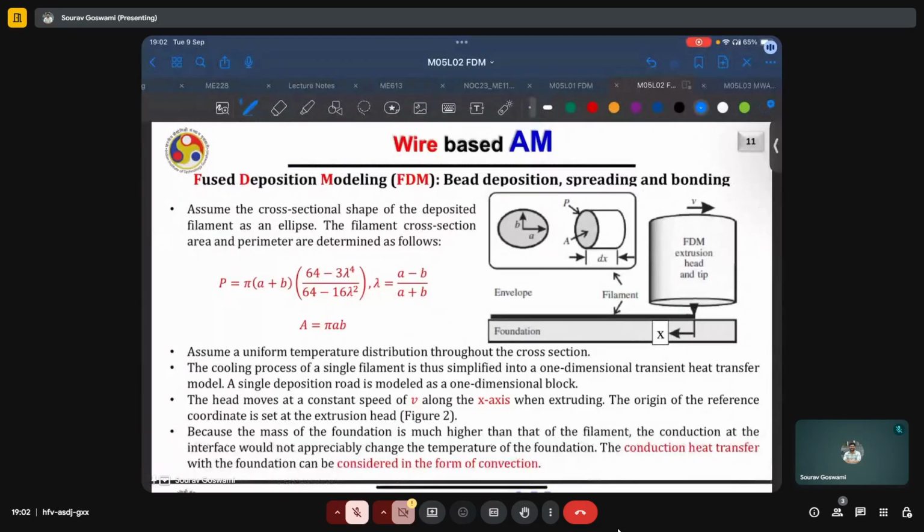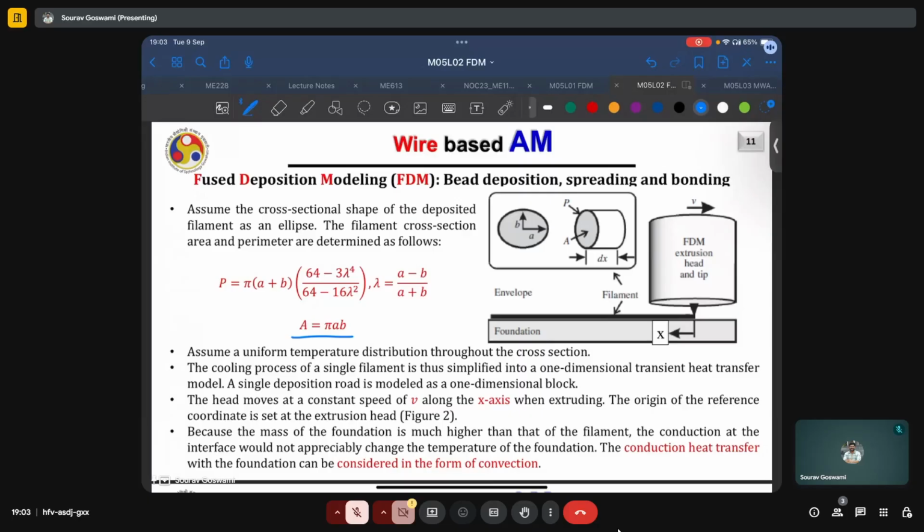Now, typically, the oblong shape of the deposited bead is assumed to be an elliptical cross section, and the filament cross section area and perimeter can then be determined as given here. The area will be equal to pi times A B, and the perimeter will be equal to pi times (A plus B) times (64 minus 3 lambda^4) by (64 minus 16 lambda^2), where lambda is equal to (A minus B) by (A plus B), where A and B are the semi-major and semi-minor axes of the elliptical cross-section, respectively.